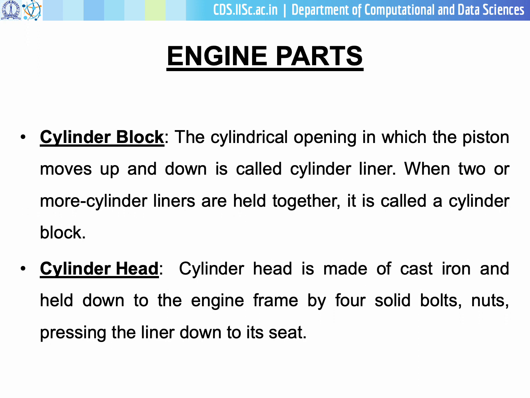Now, coming on to the various engine parts. The cylinder block. The cylindrical opening in which the piston moves up and down is called the cylinder liner, and when two or more such cylinder liners are held together, it is called a cylinder block. The cylinder head. The cylinder head is made up of cast iron and is held down to the engine frame by four solid bolts and nuts, and is used to press the liner down to its seat.